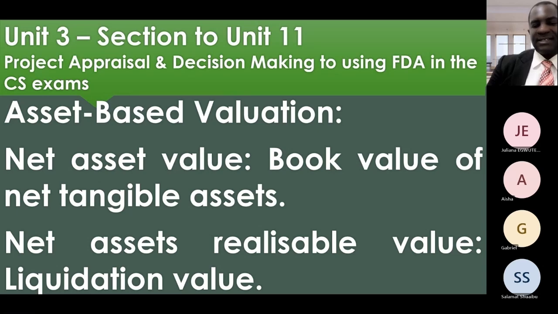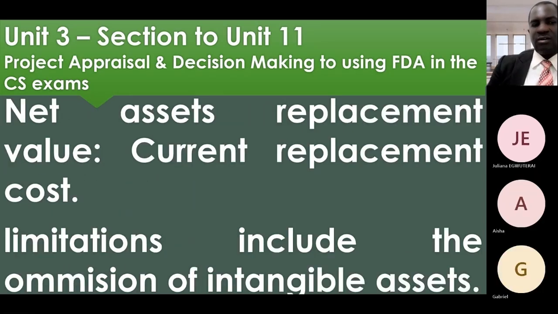You also have net asset realizable value, and this is a liquidation value. After the company has filed for bankruptcy, is liquidated, restrictive covenants and interest-based creditors or capital providers have taken their share, and the remaining is what is realized for ordinary shareholders. So those are all valuation methods. We also have the current replacement cost. In looking at your net asset replacement value, what is the current cost of replacing that asset?